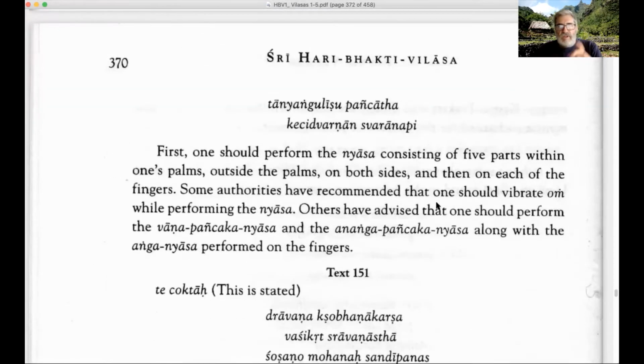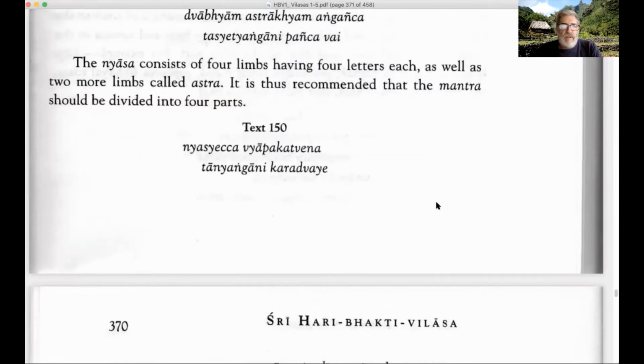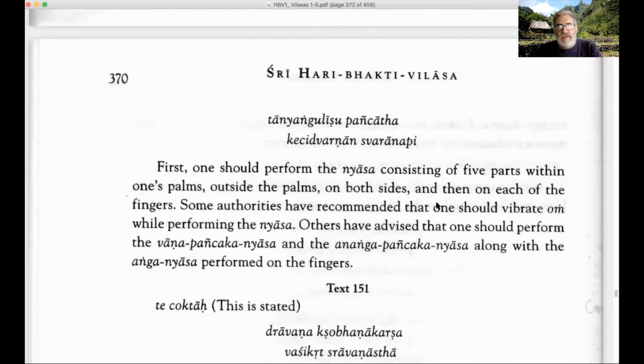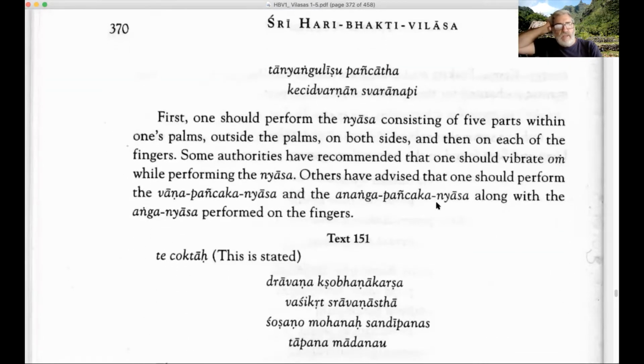150. First one should perform the nyasa consisting of five parts. That's interesting because we have up here the discussion of four parts, and in the next part it says five parts. So there may be alternate ways to do these particular nyasas. There's a four-part and a five-part way of doing it. So you either divide up the Gopal Mantra into four parts or five parts. So one should first perform the nyasa consisting of five parts within one's palms, the outside of the palms of both sides, and then on each of the fingers.